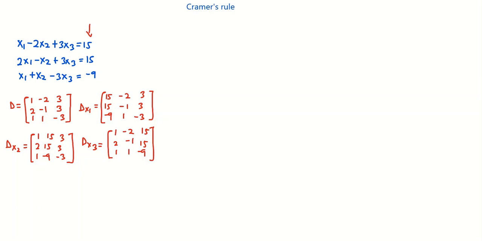So at this point, all you have to do is find the determinant of all these 4 matrices. Let's look at how you're going to do this. I'm going to teach you how to find the determinant of a 3 by 3 matrix. To do this, I'm going to use the matrix D. For the matrix D, we have 1, minus 2, 3, then 2, minus 1, 3, then 1, 1, minus 3.